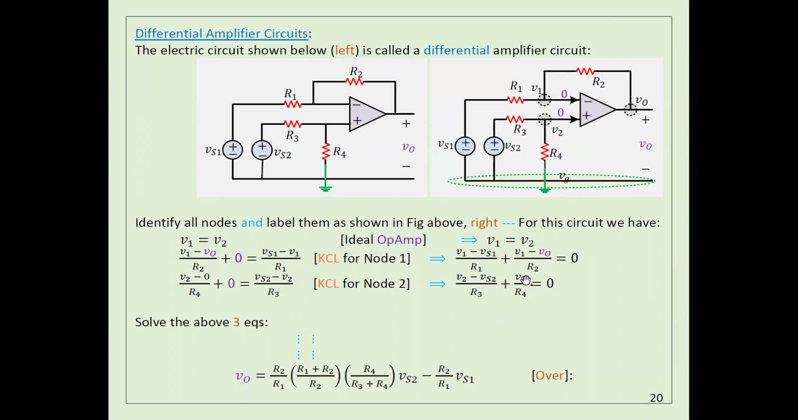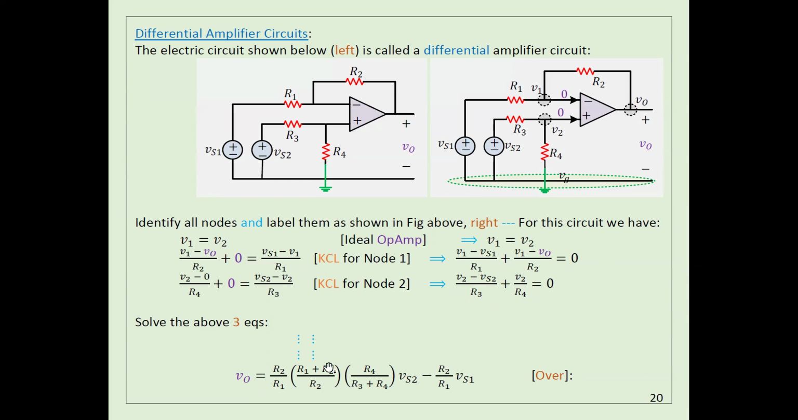I can take this one and put it here, because V1 is equal to V2. If I do that, I'm going to have an equation that has only the input and output voltages. This equation has V1 and Vout, and V1 is equal to V2. The other equation gives me V2 in terms of Vs2. So I can get V2 from there and plug it in here. By this way, I can get a relation between Vout, Vs1 and Vs2.